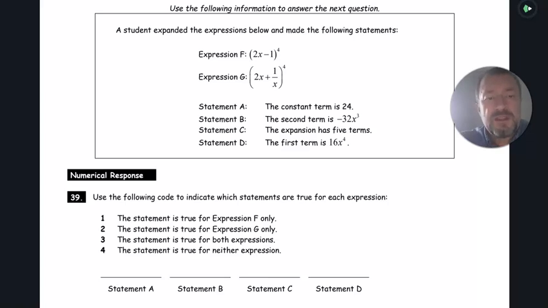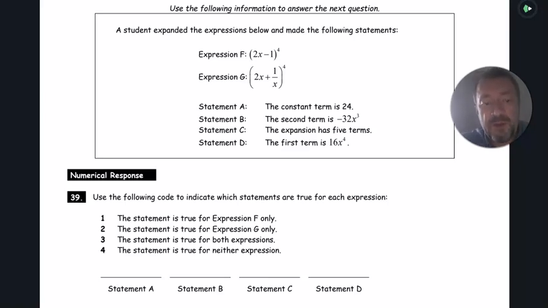So in this question, it says a student expanded the expressions below and made the following statements. So we've got expression f, which is (2x − 1)^4. And expression g is (2x + 1/x)^4. Statement A, the constant term is 24. Statement B, the second term is −32x³. Statement C, the expansion has 5 terms. Statement D, the first term is 16x⁴.